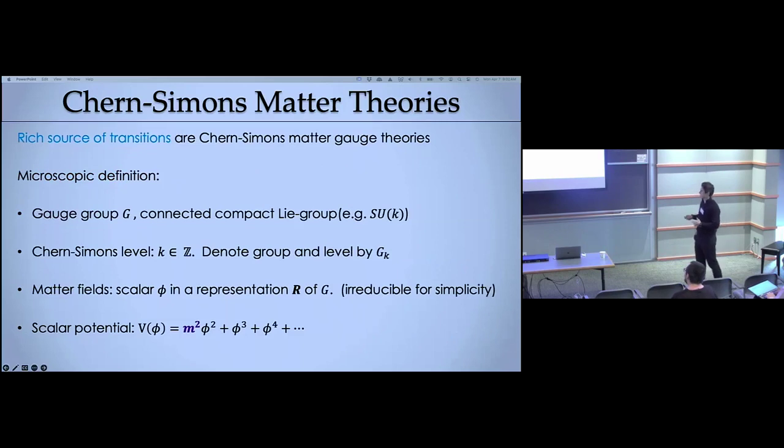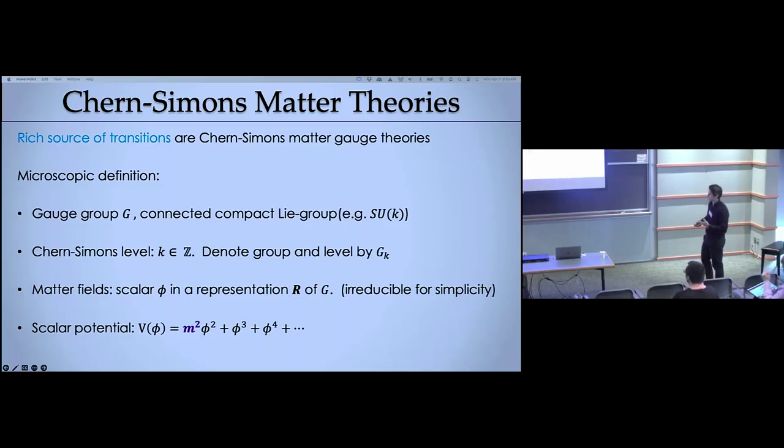Okay, so now let's get more specific. We are talking about transitions driven by the Higgs mechanism. So our setting will be continuum field theory for a while at least, and we'll be talking about Chern-Simons matter theories. These are gauge theories, and here's the notation I will use to talk about their short distance microscopic definition. There is a gauge group G, and you should think that G is one of your favorite gauge groups, a connected compact Lie group, e.g. SU(K). There's a quantized Chern-Simons level, so K will be some integer, and we'll denote the group and the level by this subscript notation.